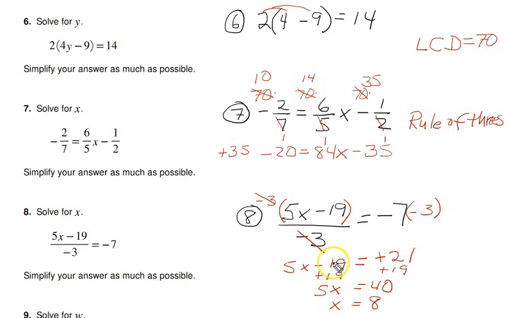So again, the process of transposing a negative 19 on this side becomes a positive 19. Taking a term from one side, moving it to the other. And in essence, what you're doing is you're adding a positive 19 to both sides.